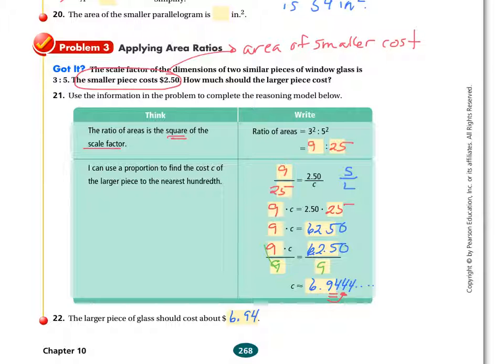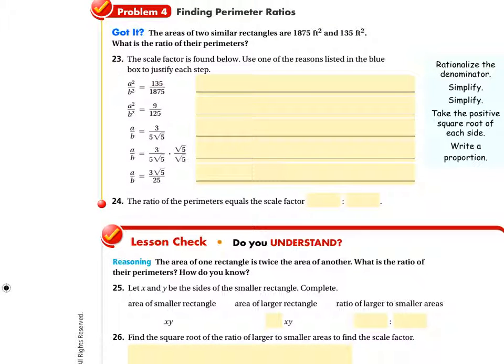And then last but not least, problem 4. So the area of 2 similar rectangles are 1875 feet squared and 135 feet squared. What is the ratio of their perimeters? What do you know about the ratio of the perimeters? Squared or unsquared? Unsquared. Well, we don't have the ratios of the sides at all. But we do know that if we had the ratio of the sides, all we have here are the areas.